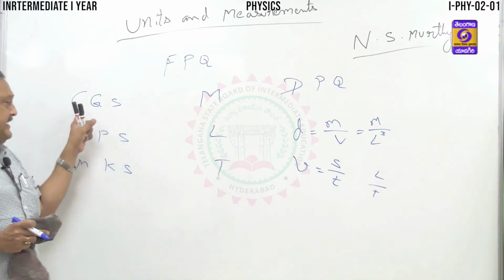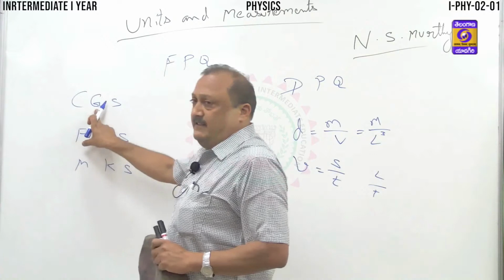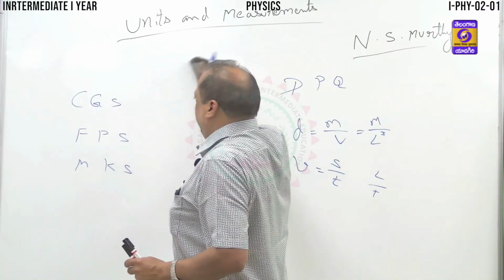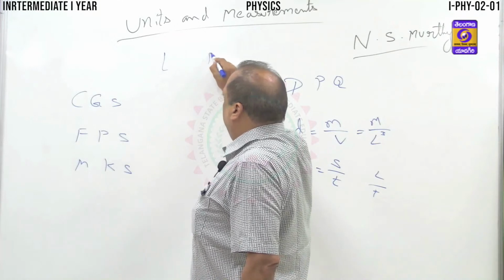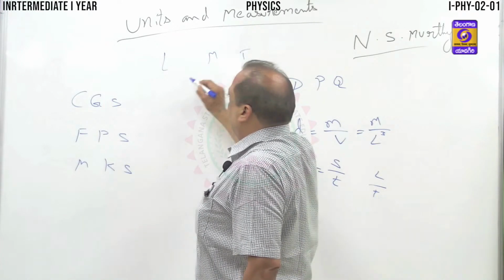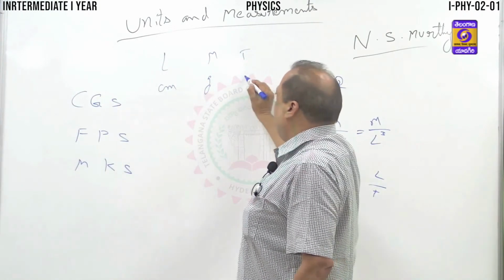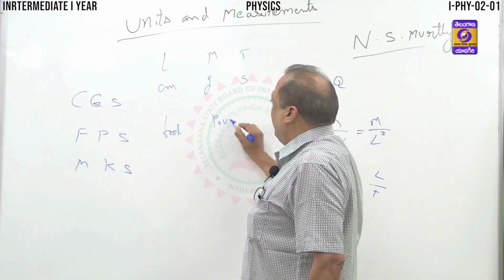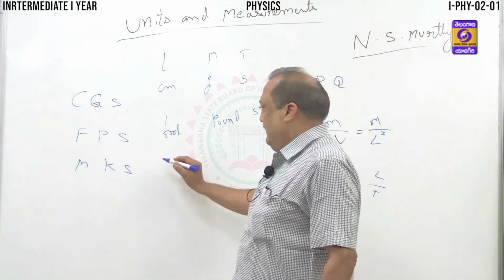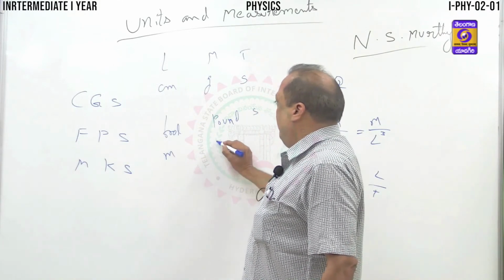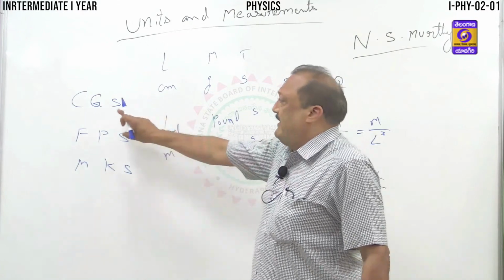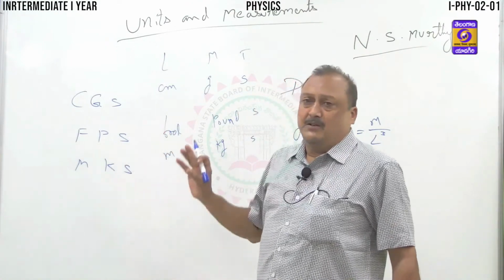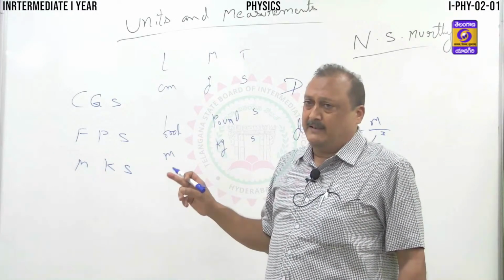Here C stands for centimeter, that is unit of length. G, gram. S, second. Foot, pound, second. Meter, kilogram, second. In CGS system, the unit of length is centimeter, mass is gram, unit of time is second. In FPS system, foot is the unit of length, pound is the unit of mass, and second is unit of time. In MKS system, the unit of length is meter, mass is kilogram and time is second. So CGS means centimeter, gram, second. FPS means foot, pound, second. MKS means meter, kilogram, second. These three systems measure the fundamental physical quantities: mass, length, and time.